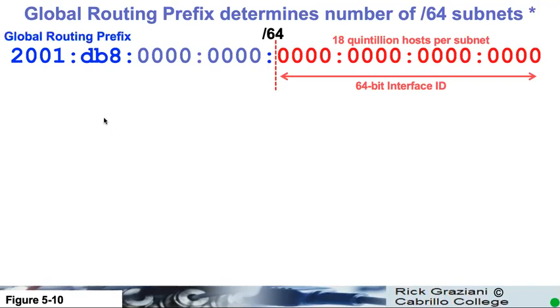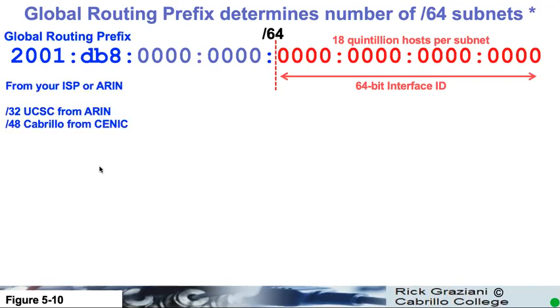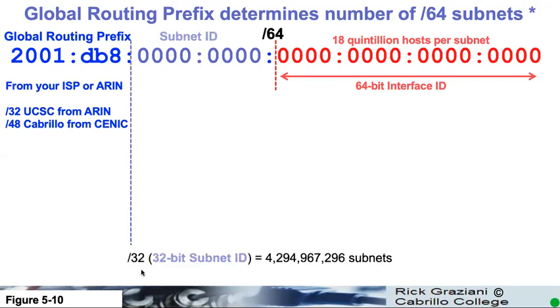Our global routing prefix. Let's say I go to ARIN, my regional internet registry. This is what UCSC did. They got a /32. What that means is at UC Santa Cruz, they have 32 bits for the subnet ID. That means they get 4.3 billion subnets. Each subnet has 18 quintillion devices.